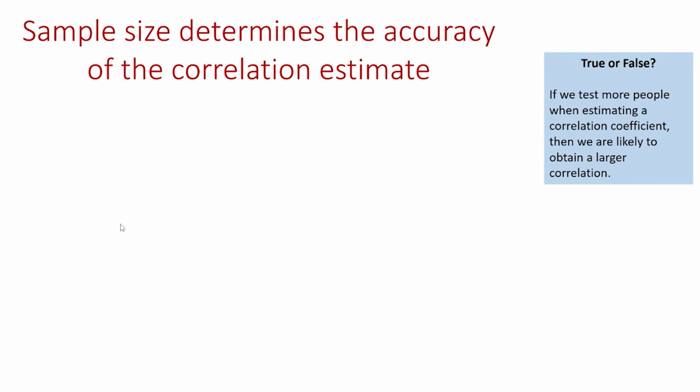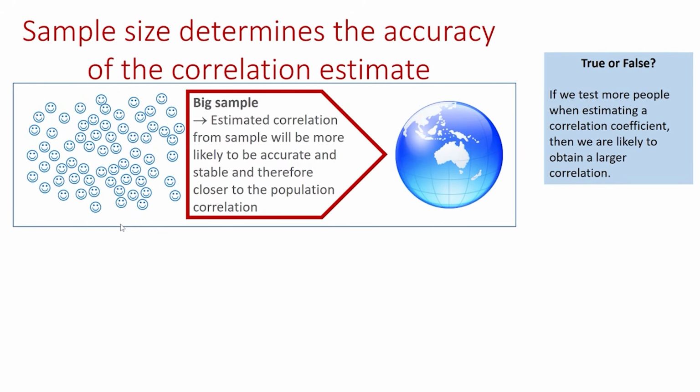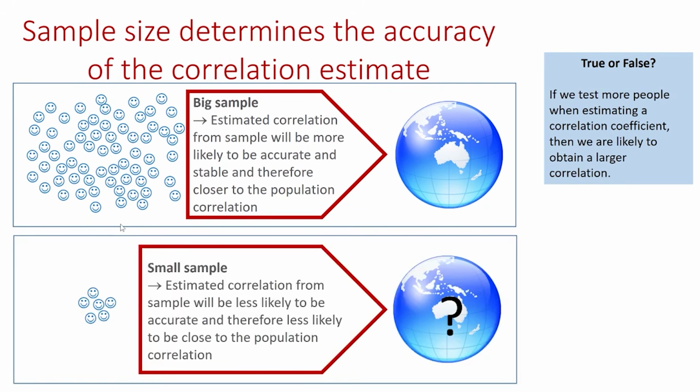So sample size determines the accuracy of the correlation estimate. Right. Generally, the bigger your sample, the more accurate and stable, and therefore closer to the population correlation your estimate will be. On the other hand, if you've got a really small sample, what does that mean? It means that your estimate of the population correlation will probably be pretty inaccurate, and therefore less likely to be close to what the real population correlation is.